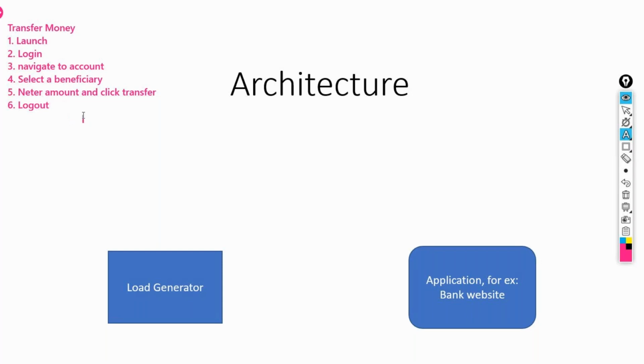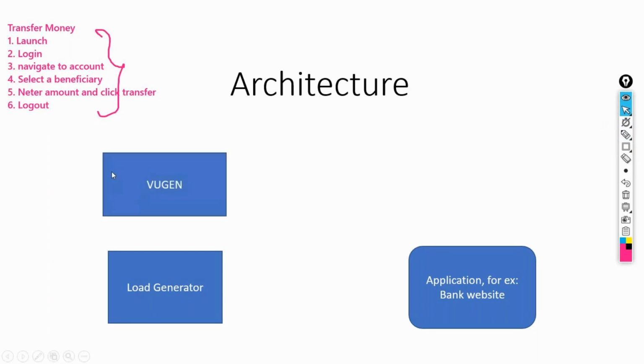Now, if I have to test this critical scenario, I have to develop a script for all these steps. For developing a script, or generating or recording a script including all these steps, I need a component. That component is called Vugen. Vugen is a component which is used to develop, record, or generate a script. So Vugen will take care of all the script development. We have to work on Vugen for script development purposes.